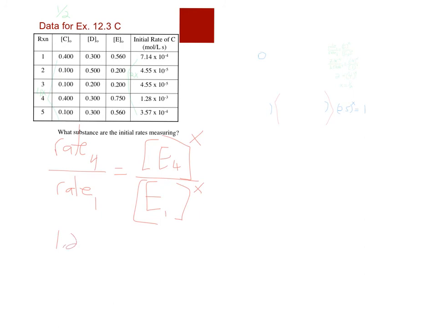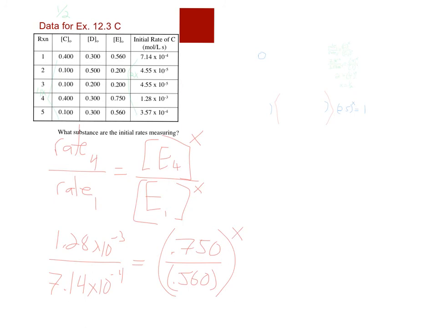1.28 times 10 to the negative 3rd over 7.14 times 10 to the negative 4th equals 0.750 over 0.560. Now I'm going to simplify this in case some of you have been missing it. When those are both to the same exponent, I can just make this whole big thing to that exponent there, and it simplifies my math a little bit.